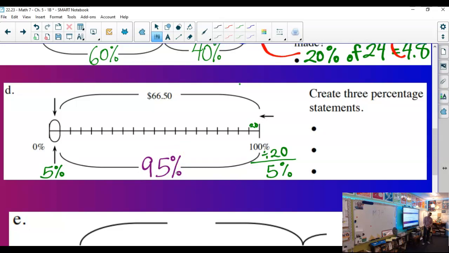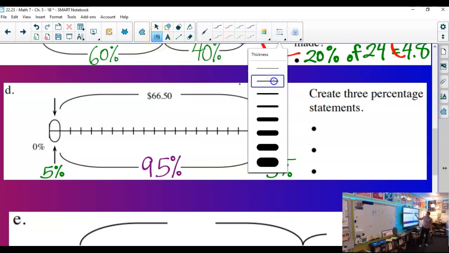Do we know the total? No. I mean, we know 100%, but we don't know the total dollars. Isn't that 66.50? That is the 95%. That's not the total. Right? The total goes out here. You add 5 to the 66.50 and then you get 71. So you're saying to the dollars, we're gonna add 5%? But no, you can't do that. You divide 66.50 by 20, and then you add it on.